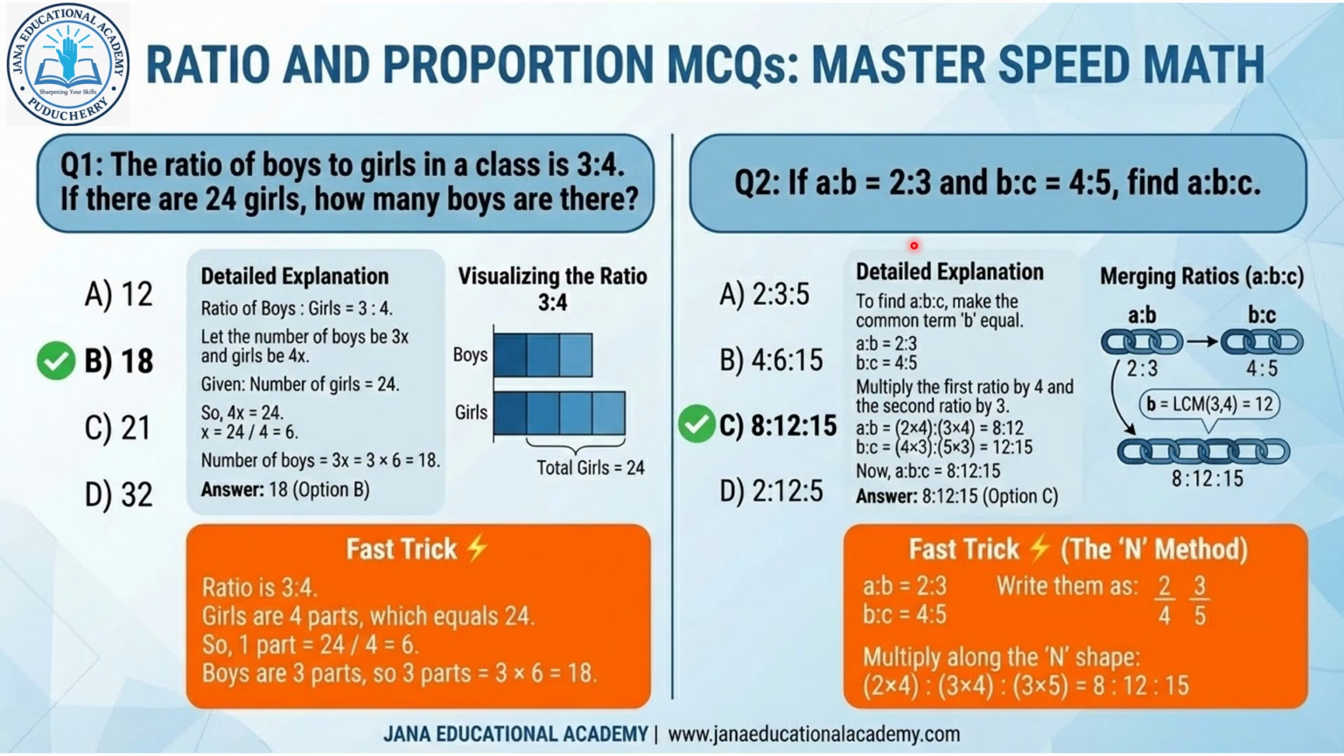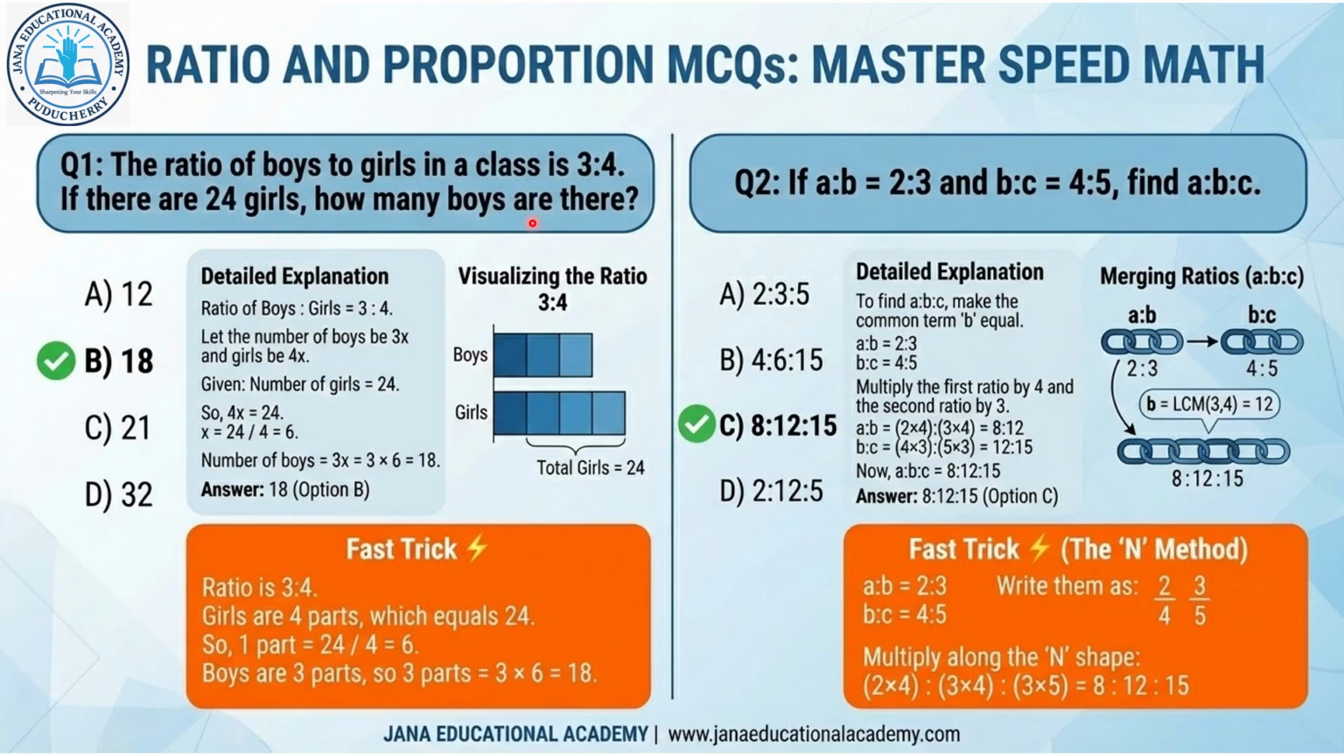Then go to the next problem. Now the ratio and proportion method. We have already seen this kind of ratio and proportion, how to do that. Now we can see a similar one. The ratio of boys to girls in a class is 3 is to 4, right? So for every 3 boys there are 4 girls. If there are 24 girls, how many boys are there?